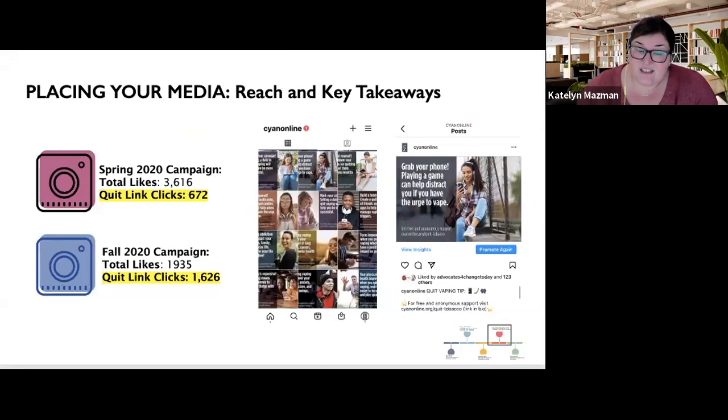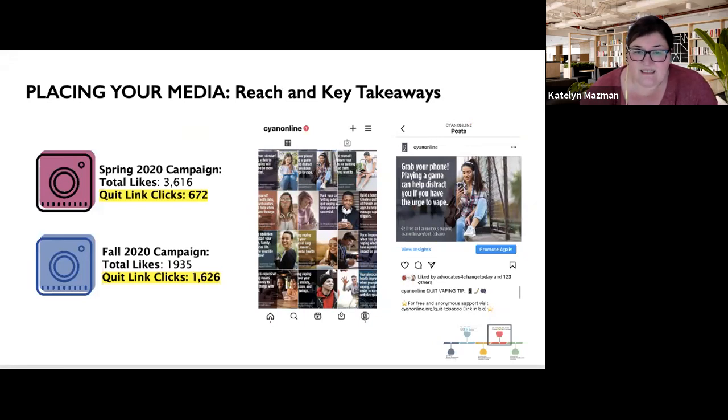And so some pretty interesting results. That top line there has our spring campaign results with Instagram, and the bottom has our fall. And again, this is nearly the same budget with the same targeting. And what this shows us is that we really did have the right message at the right time on the right platform. And so this is nearly a 110% increase of click-throughs to the cessation resource since the previous campaign.